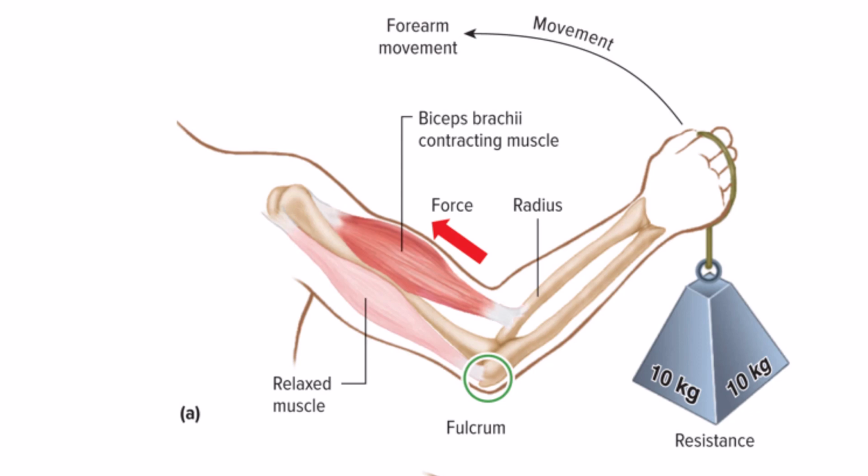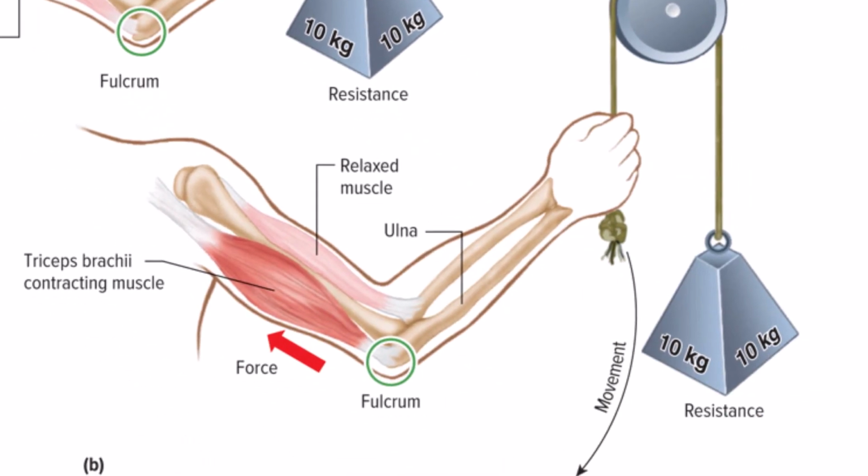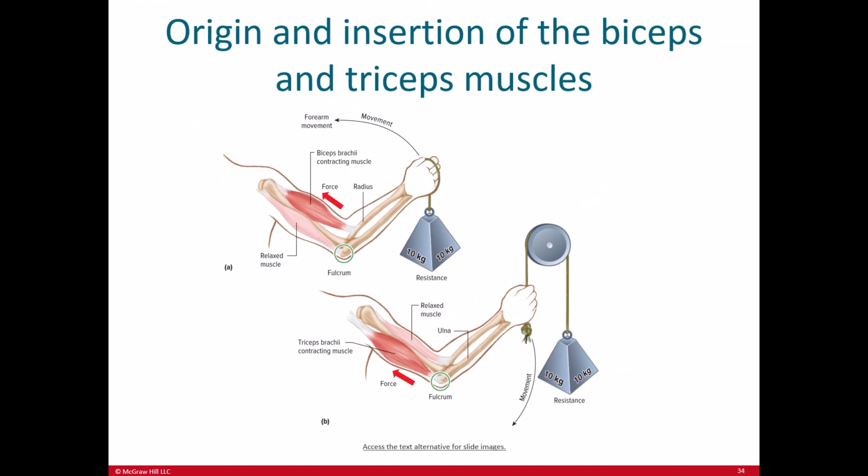The elbow joint acts as a fulcrum. The second diagram, labeled B, shows the movement of the forearm against the resistance of 10 kilograms moving on a pulley. While pulling weight, or its resistance, the triceps brachii, or the triceps muscle, contracts, which creates a force that supports the ulna to work in favor of the movement. During this activity, the biceps muscle relaxes. The elbow joint acts as the fulcrum. This is a great example of 2 different muscles working in tandem to do opposing jobs.